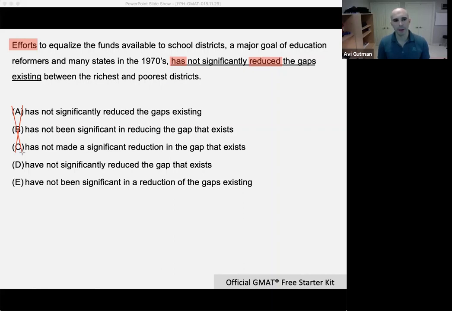Now, I want you to look at the remaining two answer choices and maybe focus on the gap versus the gaps. How can we tell whether the gap should be singular or plural? Any thoughts on that?